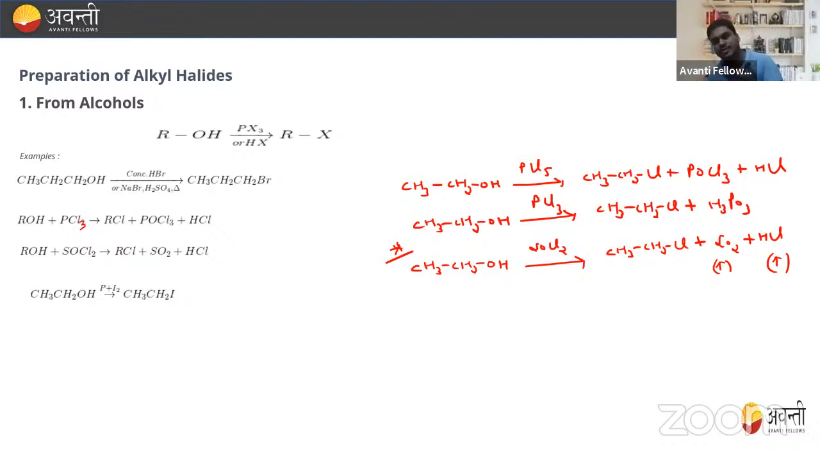So SO2 and HCl are present in gaseous form, so they can be easily removed, and HCl is also present in the vapor phase, so it can also be separated from the alkyl halide, right? So out of these three methods, this last one, the Darzens process, is the most important method for the preparation of alkyl halide. I hope this is clear to you. How will you prepare alkyl halide from alcohol?